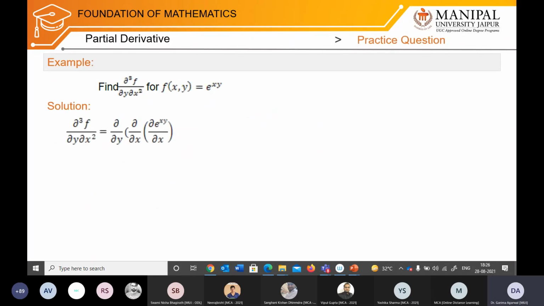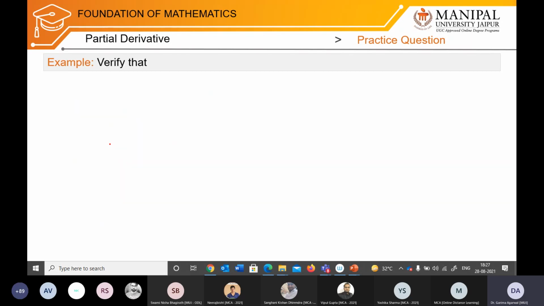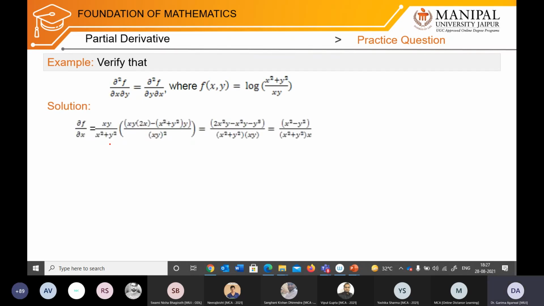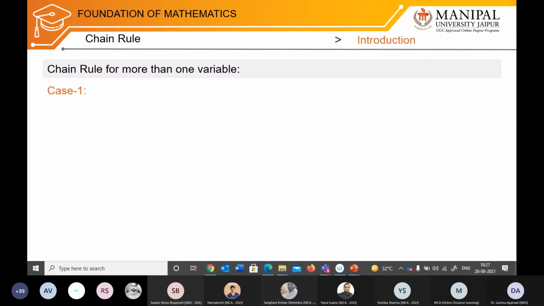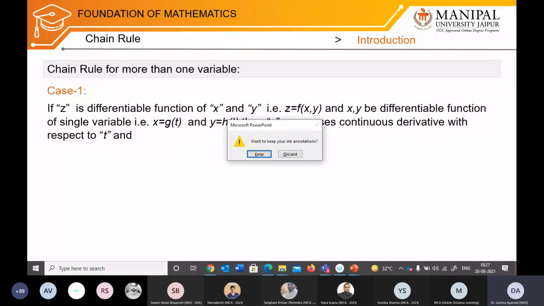This is a third order derivative. Here we need to find del 3f by del y del x 2. Right? So differentiate with respect to x 2 times and then differentiate with respect to y. Here we are verifying that the values of both the terms are same. You can easily verify it on your own. And we have the chain rule. Okay, fine.